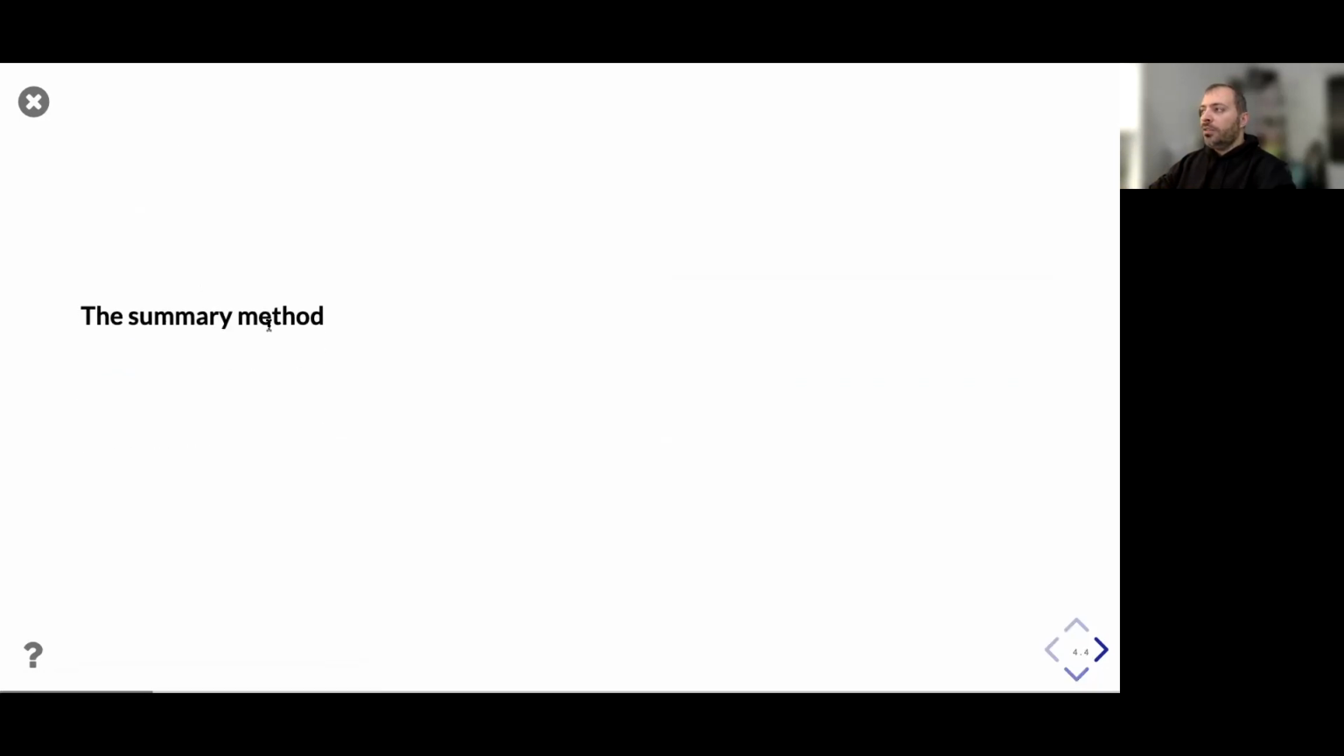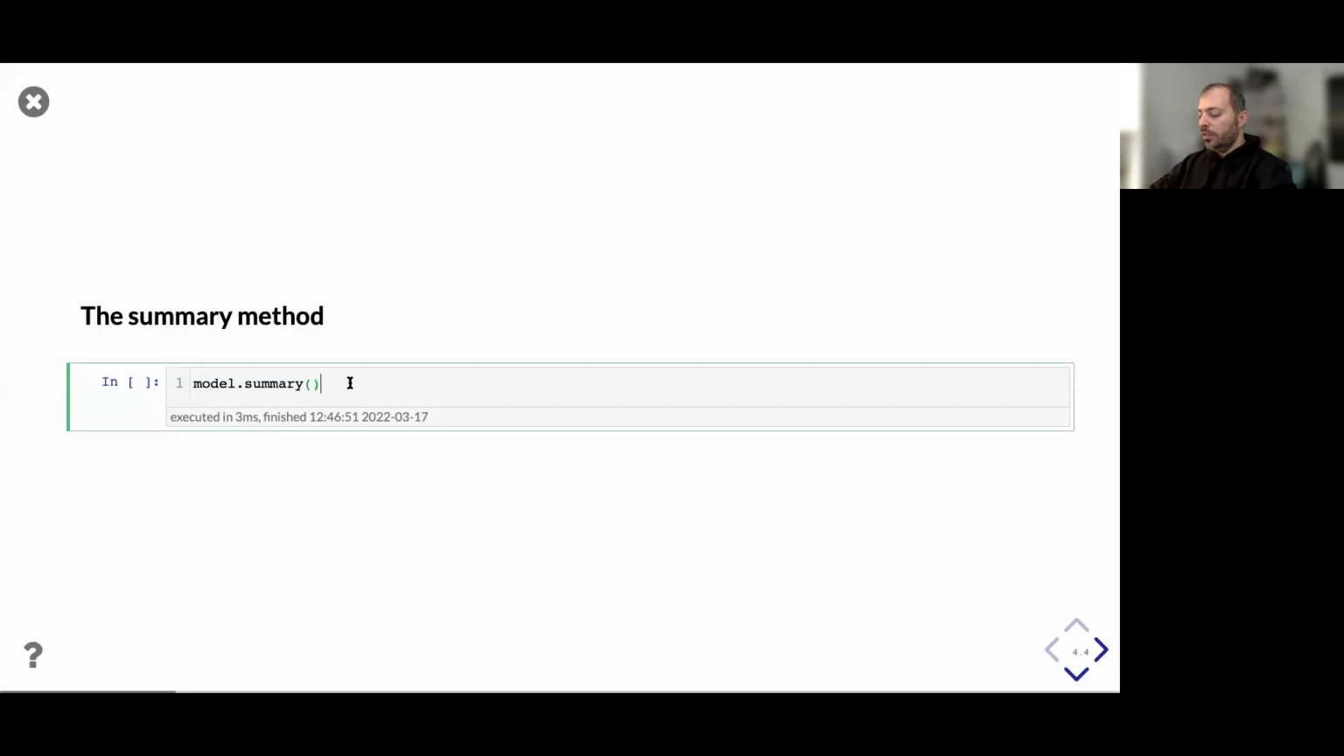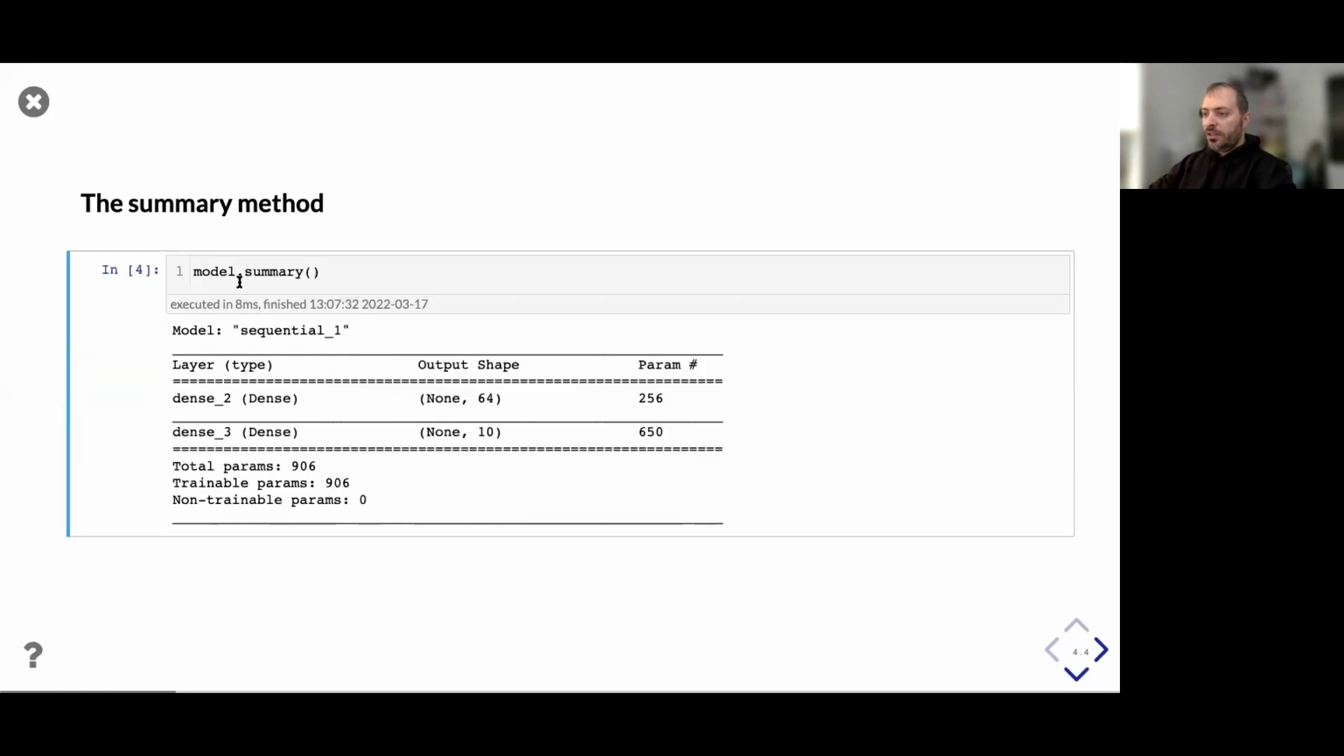Apart from this, when you use the sequential method you have access to some more tools, like for example the summary method. Summary is very useful and it gives you access to the layers and more information regarding the structure of the model. So let's see this one, model.summary. It prints out this kind of information.